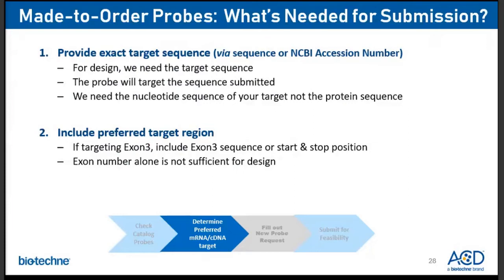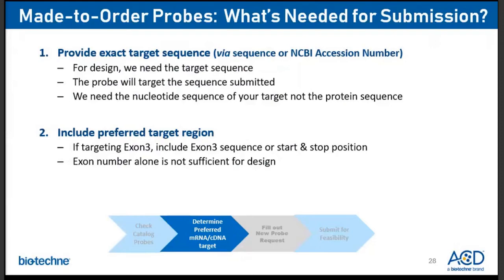More importantly, we also need any preferences that you have for your target regions. For instance, if you're interested in targeting exon 3, please include the exon 3 sequence or the start and stop position of exon 3. Exon number alone is not sufficient for us to design. As we know, exon numbers are not universal across all labs. A lot of times exon 3 may be exon 2 for some. So we would like you to provide the exact exon 3 sequence or the start and stop position according to your sequence. Once you check the catalog probes, you then determine your preferred mRNA or cDNA targets.